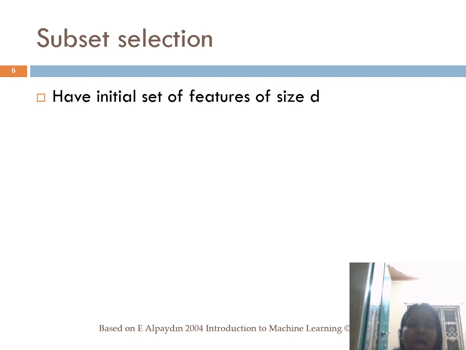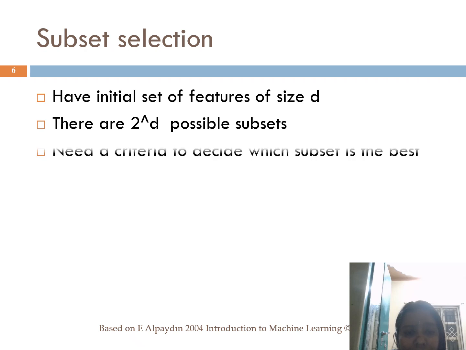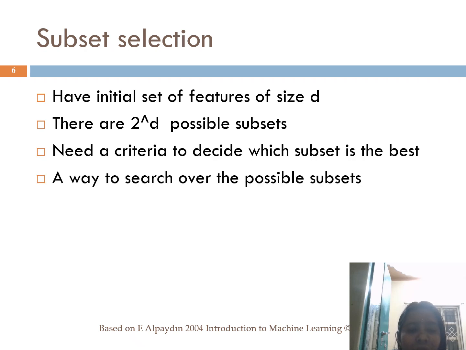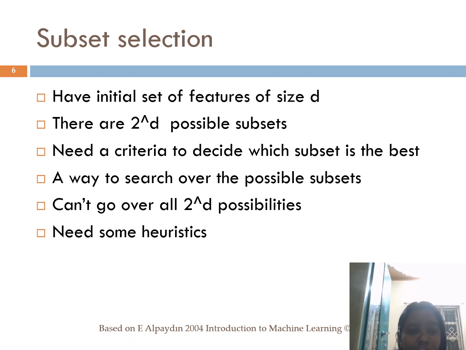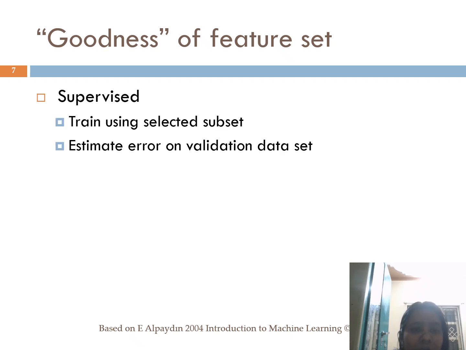Subset selection: we have an initial set of features of size D, so there are 2 to the power D possible subsets. We need a criterion to decide which subset is the best one, and a way to search over the possible subsets. We cannot check all 2 to the power D possibilities, so we need some heuristics. Goodness of a feature set can be judged in a supervised or unsupervised setting.